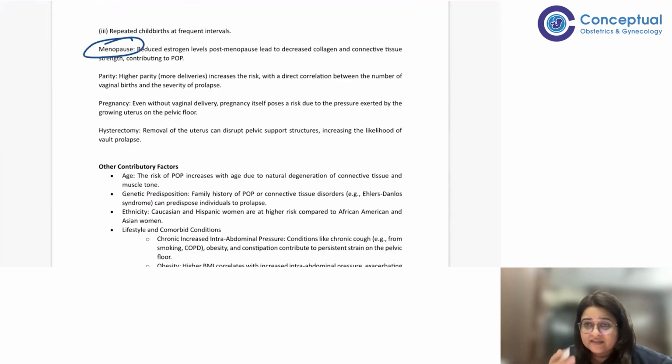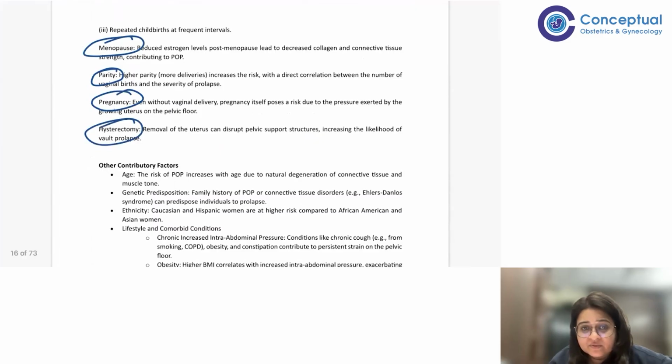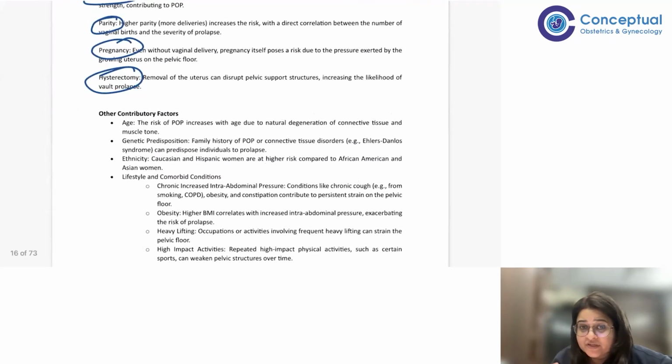So one is injury, injury during childbirth. Second is menopause, and there you can add factors like higher parity, vaginal deliveries, hysterectomies, okay, when doing a hysterectomy without supporting the vaginal vault, this is for vault prolapse.